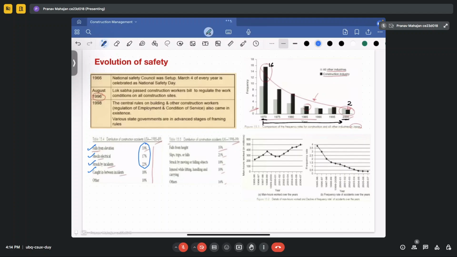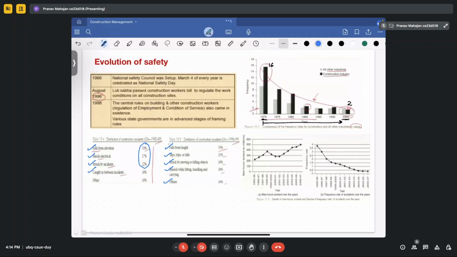From 1998 to 1999 also, a survey was carried out to determine the causes of accidents. Again, falls from heights contribute 35%, slips and falls 21%, falling objects 18%, lifting, handling, and carrying objects 10%, and other miscellaneous causes 16%. So this tells you that if you try to reduce only a few factors, then 90% of the accidents at various sites can be reduced.